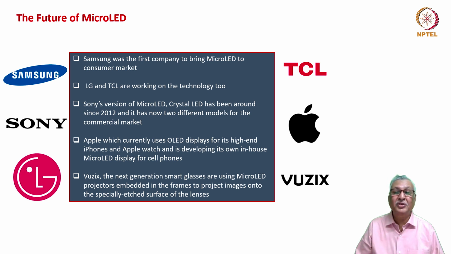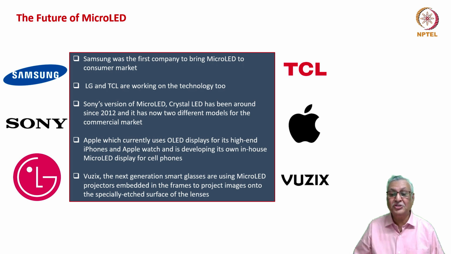Samsung was the first company to bring micro LED to consumer market. LG and TCL are working on the technology too. Sony's version of micro LED has been around since 2012 and there are two different models for the commercial market. Apple is using OLED displays, as we know, for its high-end iPhones and Apple Watch, and is developing its own in-house micro LED display for cell phones.